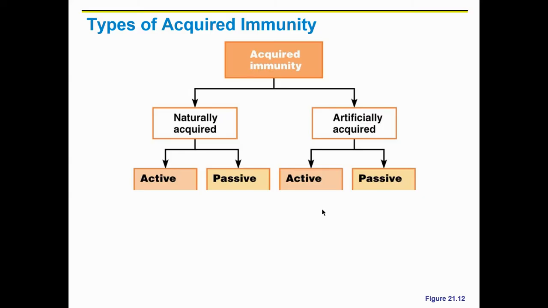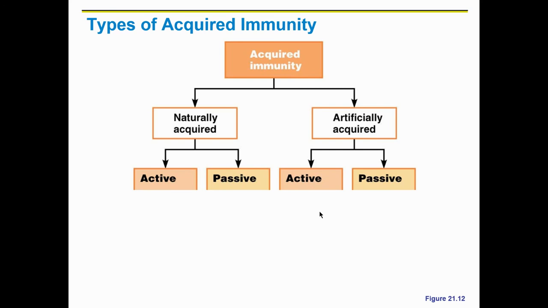So let's look at these just a little bit. Naturally acquired means that however you obtain this, it was a natural way. You built those antibodies yourself. They happened in your own body. Nature did it. But you can also get them from somewhere else. You can get artificially acquired, in other words, something weird was going on. So we can have naturally acquired active and naturally acquired passive, artificially acquired active and artificially acquired passive.